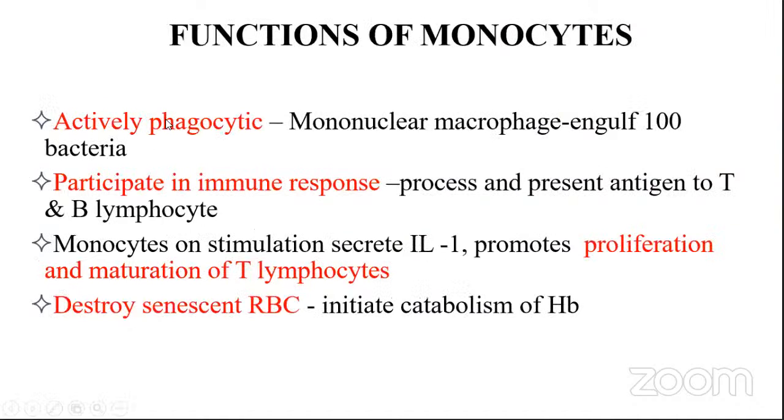What are the functions? As I told, mainly phagocytosis. It is a part of your mononuclear macrophage system, which can engulf bacteria, as many as 100 bacteria. Also participates in the immune responses. They process the antigen and present it to the T or B lymphocytes. Also, monocytes stimulate the secretion of interleukin 1 and promote the proliferation and maturation of the T lymphocytes. Also destroys the senescent old RBCs and initiates the catabolism of hemoglobin. So monocyte has various activities, as you can see here.